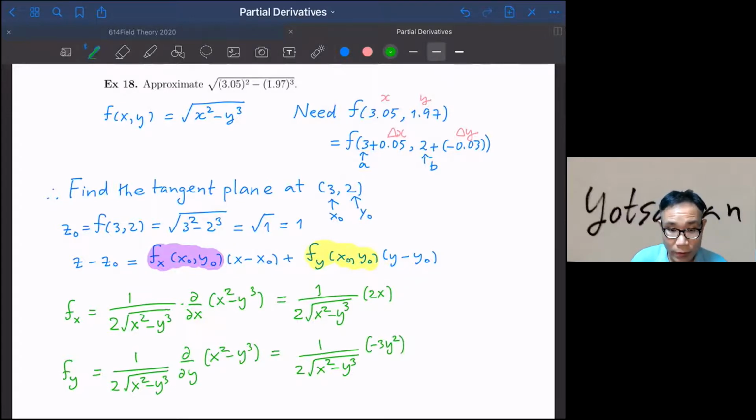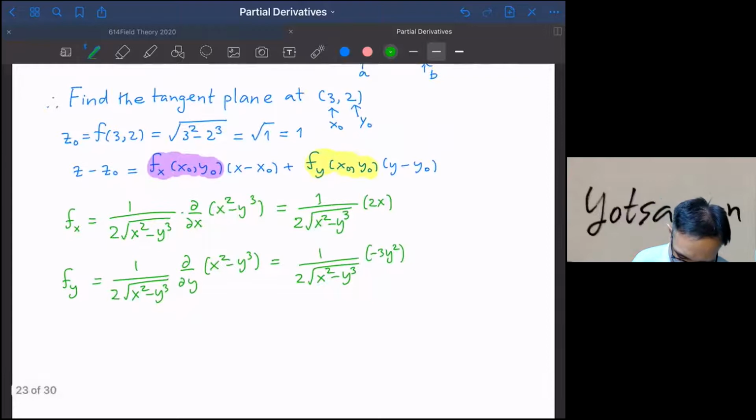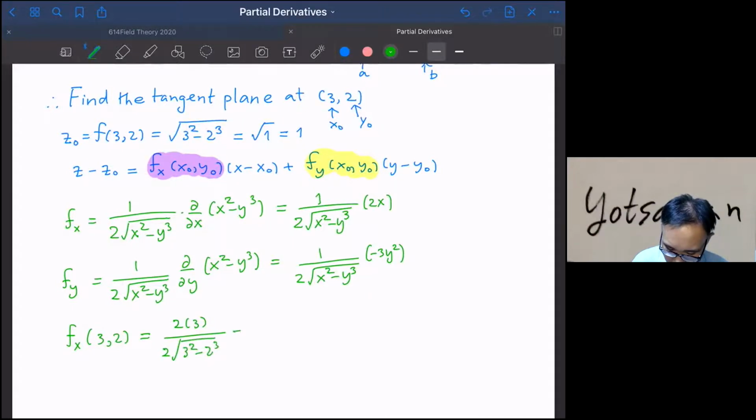And then you need the purple one. So you have fx at (3, 2), right? fx at (3, 2) is going to be 2 times 3 over 2 times the square root of 3 squared minus 2 to the third. So it's going to be equal to 3.